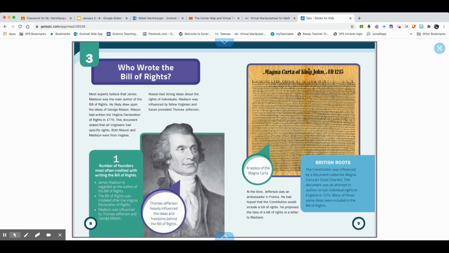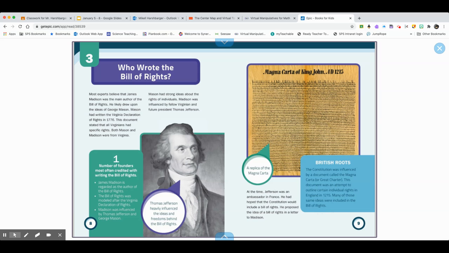Then over here, next to the Magna Carta part, it says British roots. The Constitution was influenced by a document called the Magna Carta, or Great Charter. This document was an attempt to outline certain individual rights in England in 1215. That seems like a long time ago, huh? Many of those same ideas were included in the Bill of Rights.